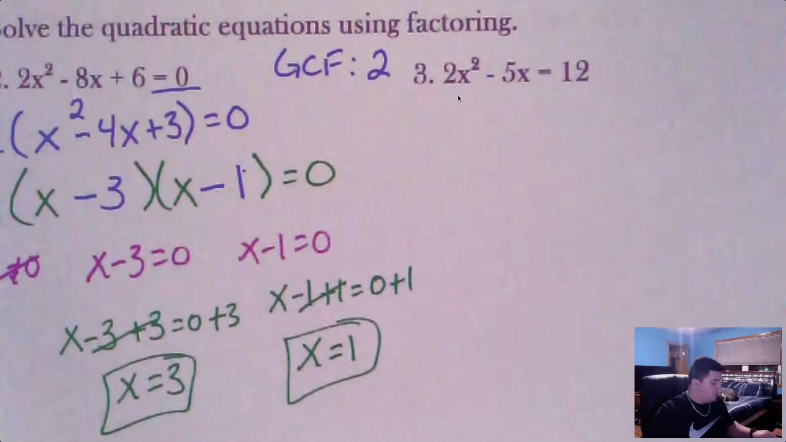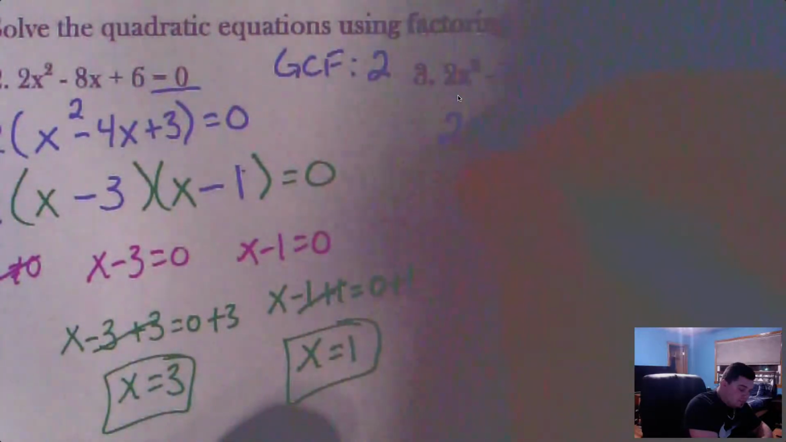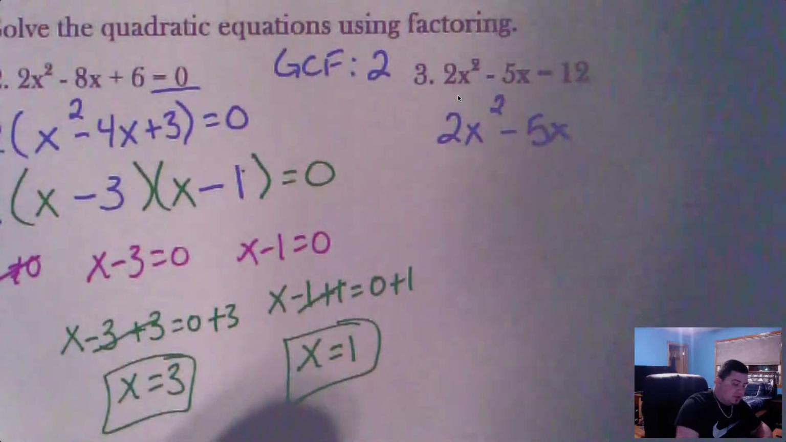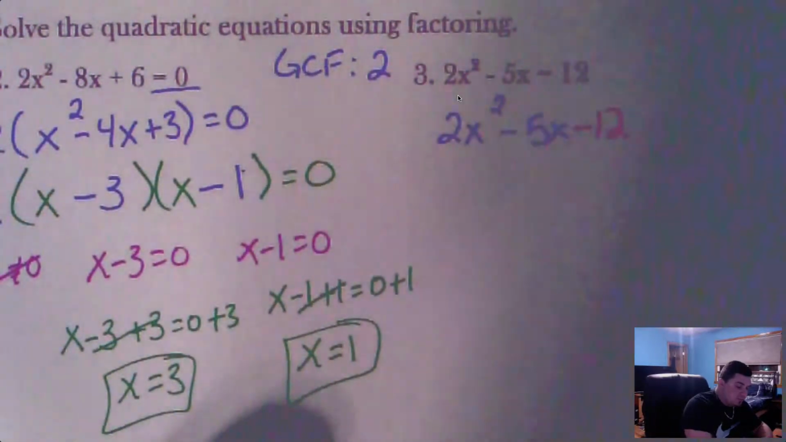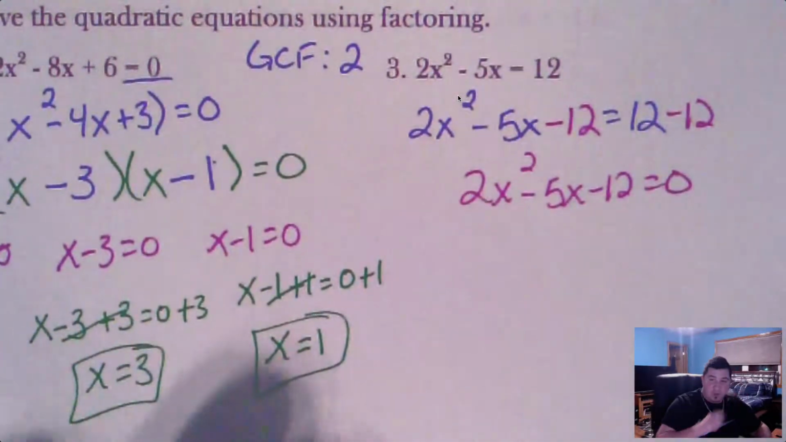In number 3, first step is to get it equal to 0. It is not equal to 0, so we're going to make sure we bring that positive 12 to the other side. In order to get the positive 12 to the other side, we're going to subtract the 12. And now we have 2x squared minus 5x minus 12 equals 0. Again, we're going to factor it.